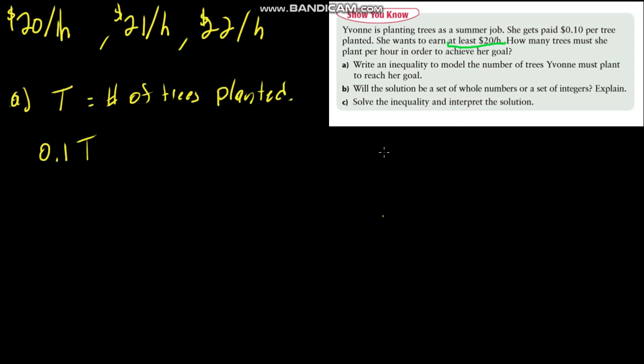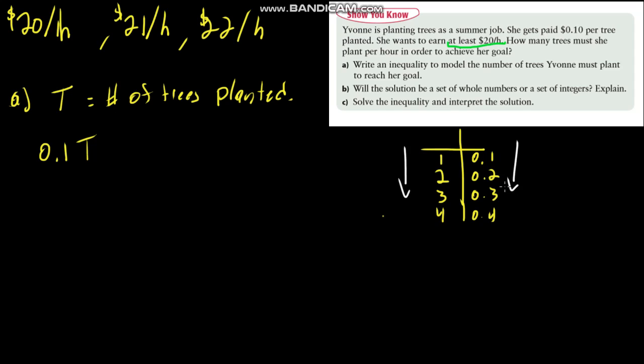3 trees, 30 cents. You can think of it as making a table here with the number of trees that she would plant, 1, 2, 3, 4, and the amount of money that she would get, 0.1, 0.2, 0.3, 0.4, and onwards, as we work our way down through this list. That's what we did with the linear relations unit, and we got our equation from that. If you'd still like to make an equation like this, be my guest, that's okay.